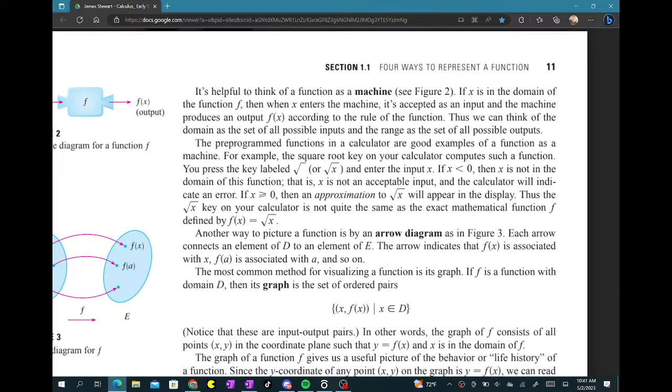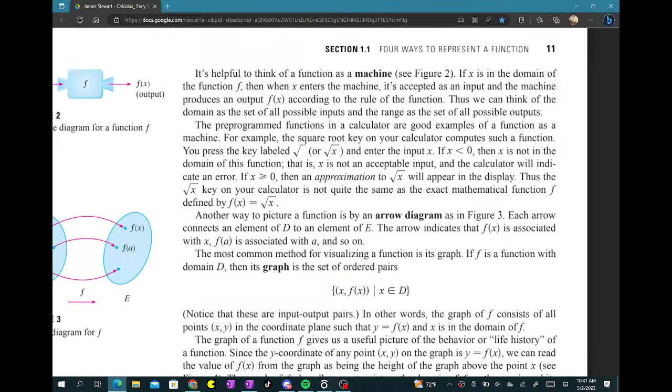So then let's see. The program functions in a calculator are good examples of a function as a machine. For example, the square root key on your calculator computes such a function. Right, and then it says, enter the input. So if x is less than 0, then x is not in the domain of the function. That is, x is not an acceptable input.